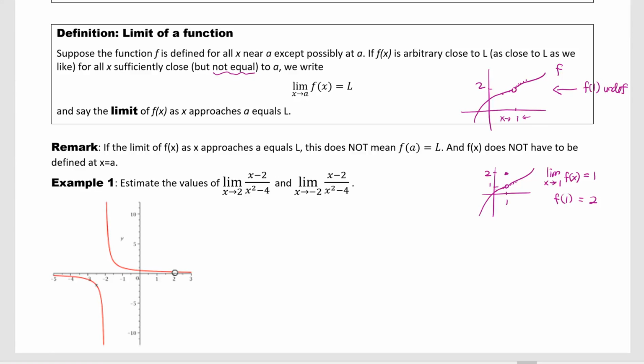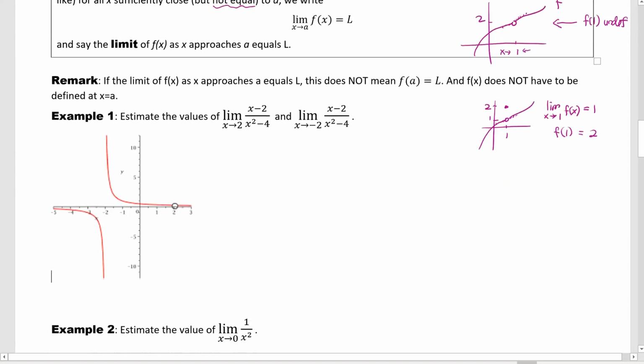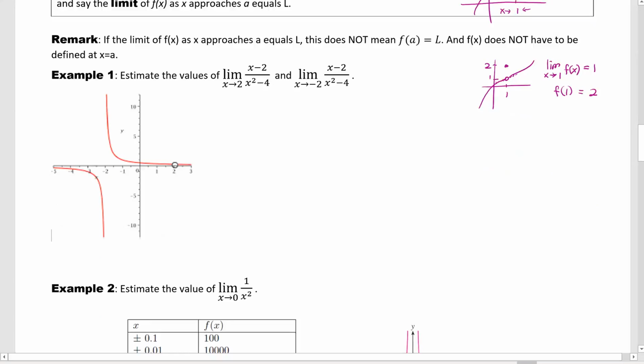Okay, so let's look at example 1. Evaluate the limit as x goes to 2 of x minus 2 over x squared minus 4, and the limit as x goes to negative 2 of x minus 2 over x squared minus 4. Okay, so what are the steps of computing limits?